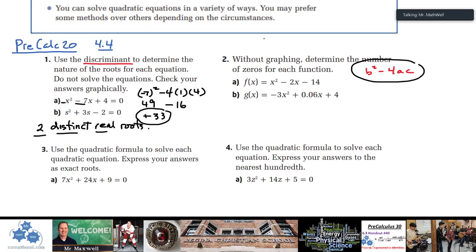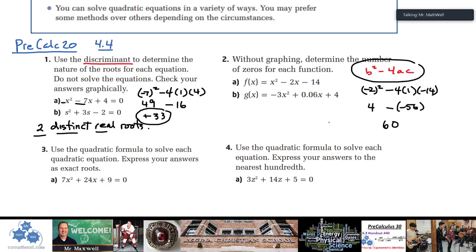Let's go over to number 2. Question number 2 says, without graphing, determine the number of zeros for each function. The discriminant would tell you that as well. If b squared minus 4ac is a positive number, there's 2. If it's 0, there's 1. And if it's negative, there's none. So for 2a, b is negative 2, squared, minus 4 times 1 times negative 14. So this is positive 4 minus a negative 56, so that's positive 60.